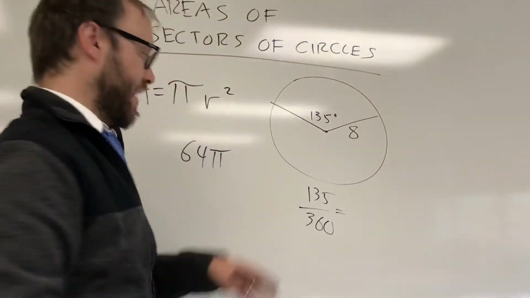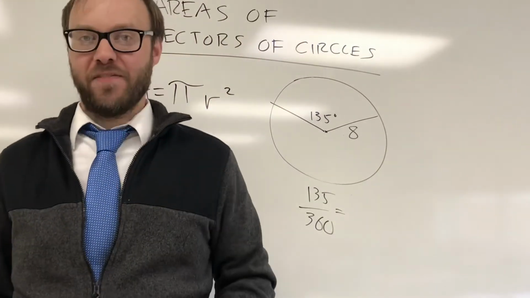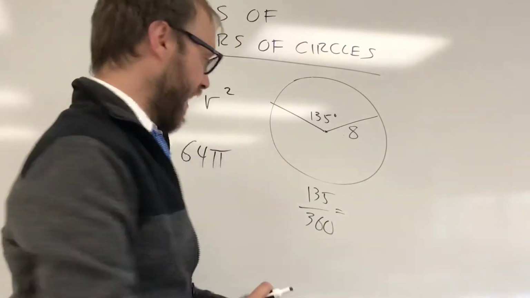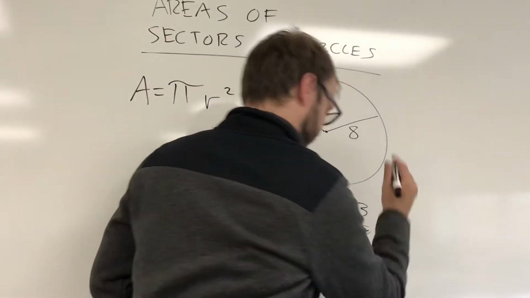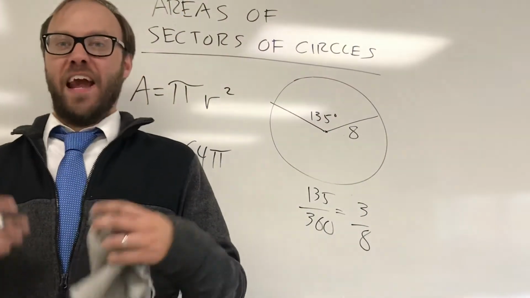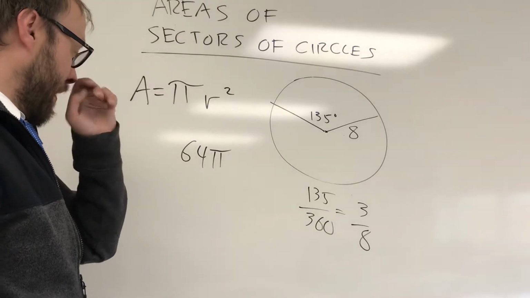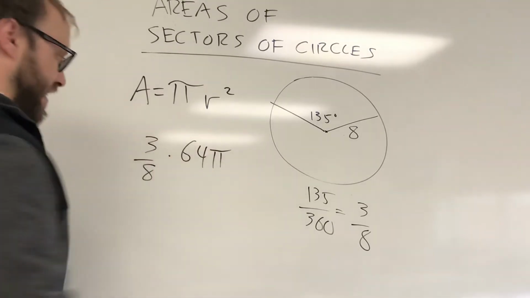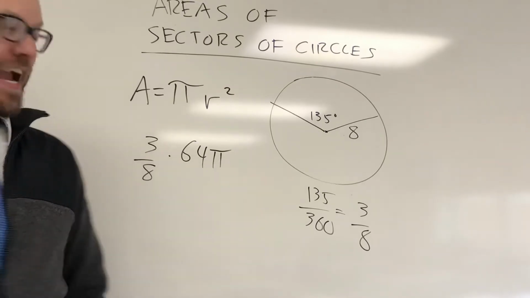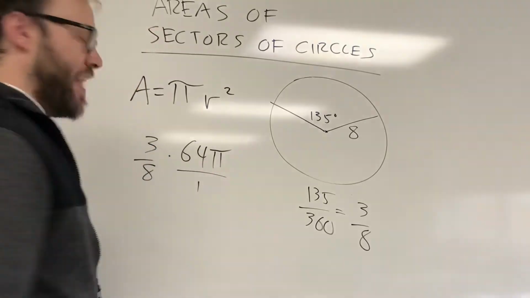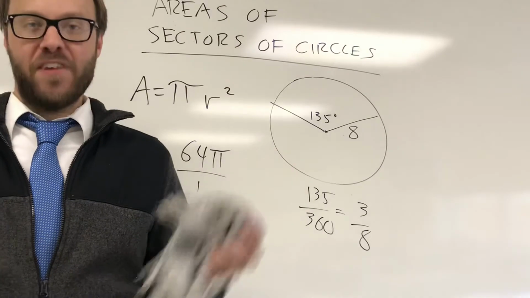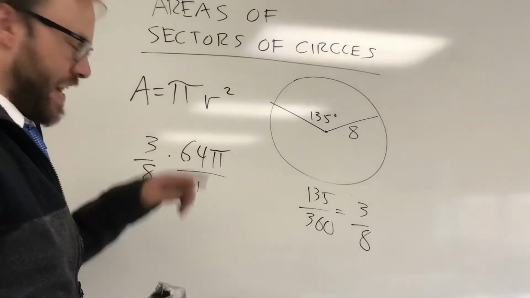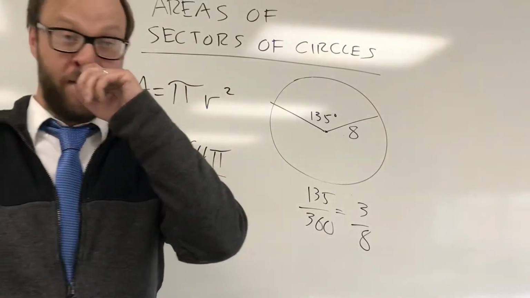okay? If you keep dividing that down, and you might have to try it a couple of times, you'll find out that this simplifies down to be 3/8, okay? So I want to find the area of 3/8 of the circle. I want to take 3/8 of 64 pi. 3/8 times 64 pi. And by the way, if you're crafty about this, yeah, you can multiply 3 times 64 and you can get that answer and you can divide by 8.